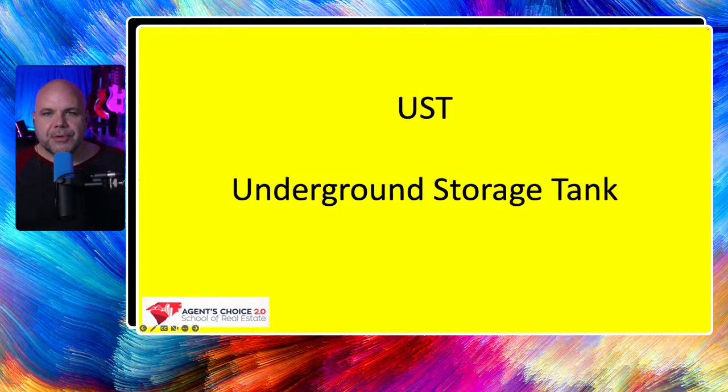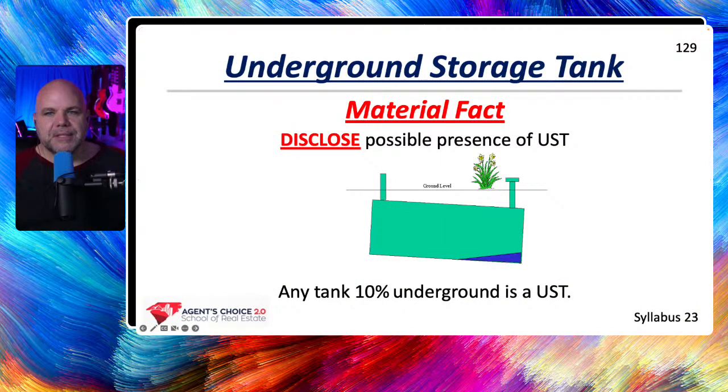Another one that you'll run into with an older house is this guy, the underground storage tank, or UST. It doesn't take much for it to be considered an underground storage tank. It could pretty much all be above ground except 10% of it, and now it's got to be considered an underground storage tank. 10% underground or more, it's a UST. But quite often it's fully underground, especially in the 40s and 50s when they used oil.